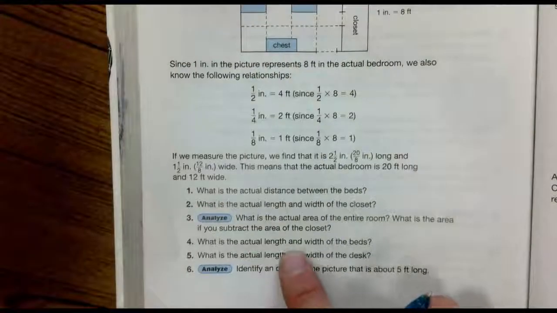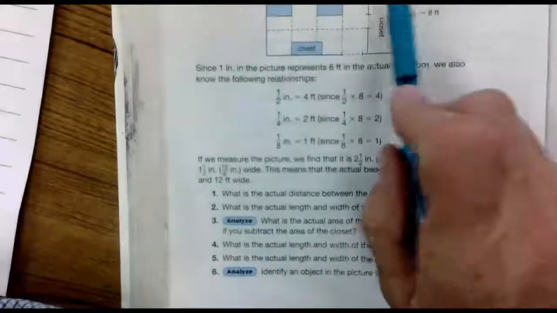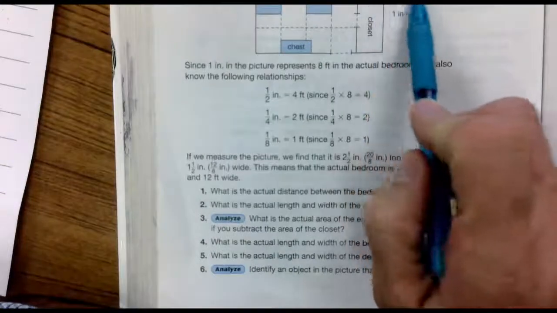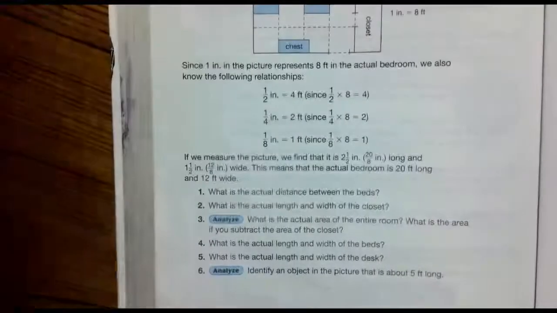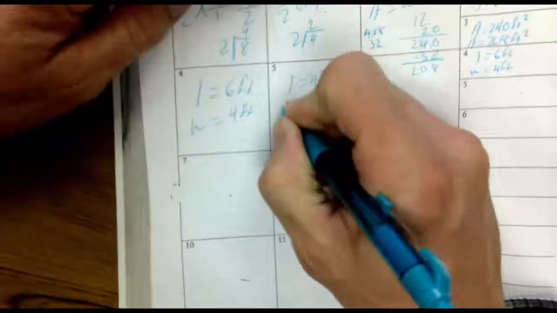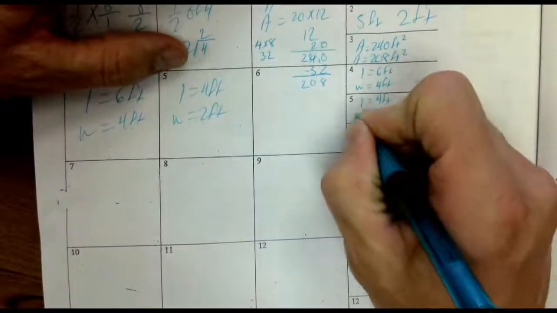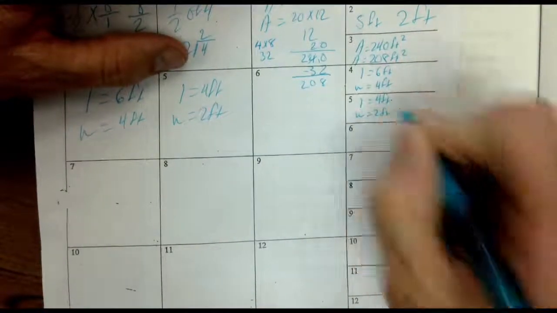I wonder if it asks for the area of the bed. What is the actual length and width? Nope. What is the actual length and width of the desk? So here's your desk over here. Notice it's 4, and then it's half of one of these, and we said half of one of these is 2. So our length is 4 feet, and our width is 2 feet. Length equals 4 feet, width equals 2 feet.